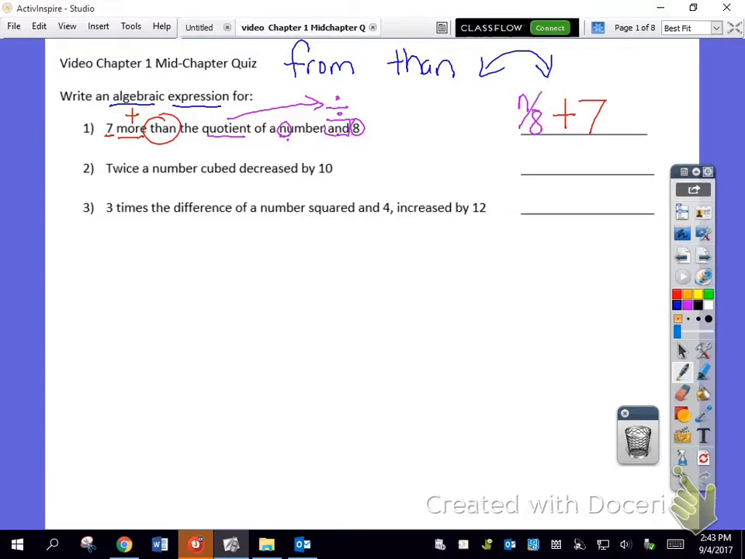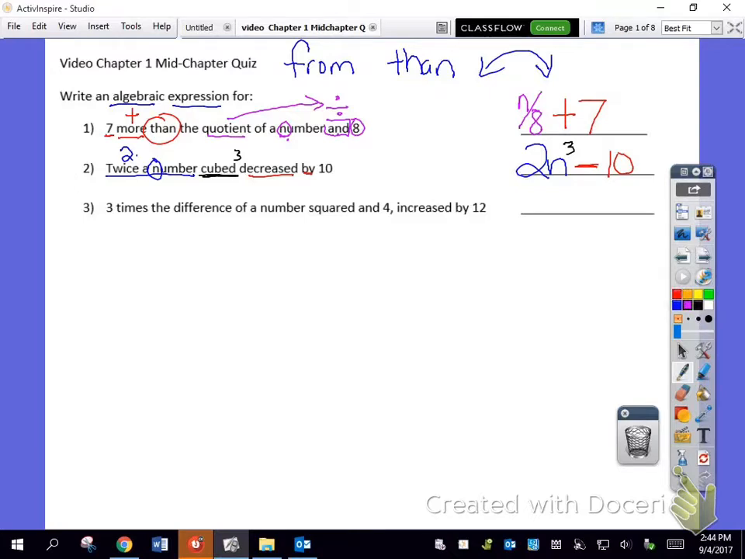Number 2, twice a number. Now remember, twice means 2 times. So I'm going to put 2 times, and for number, I'm going to use n. 2 times n, and then it says cubed. Now remember, cubed is the little exponent 3, so it goes behind it. So twice the number cubed, and then you have the word decreased, which is minus, by. And see this is by, so I do not switch. So I just put the 10 back there, decreased by 10. I don't switch the order because it didn't have the word from or than.